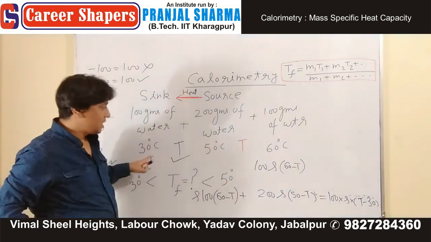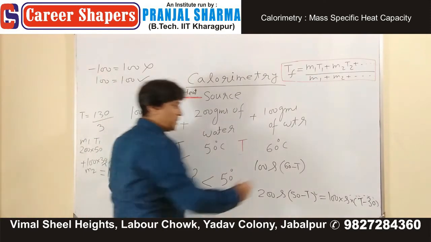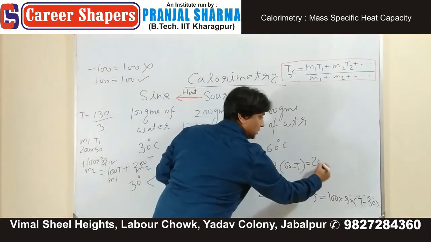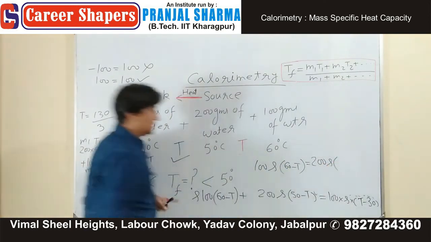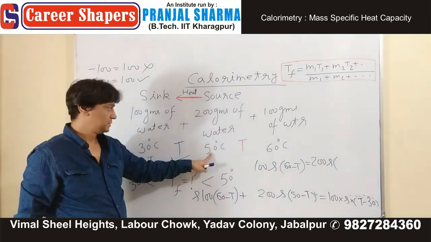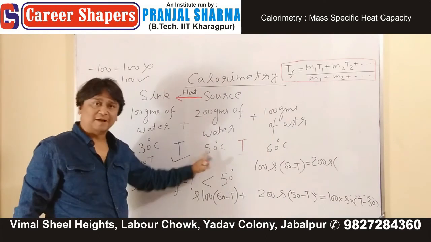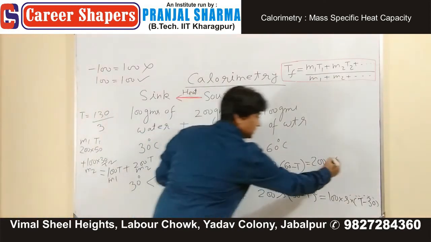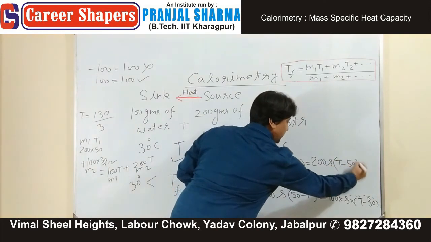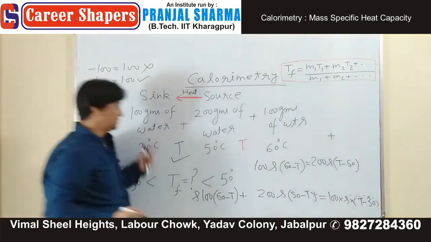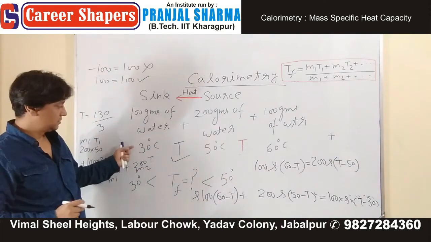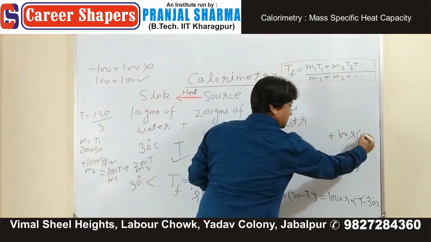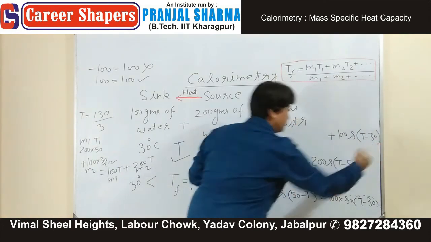Now, these two are the sinks. Sink means what? 200 S sink. Sink means temperature is increasing from 50 to T. Higher minus lower. T minus 50 plus, this is always a sink. 100 specific heat T minus 30.